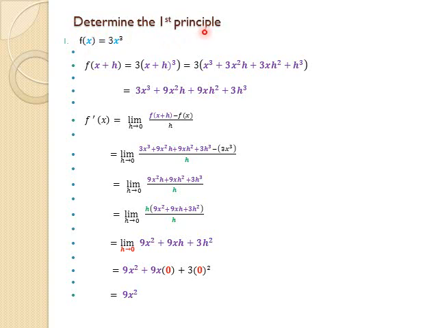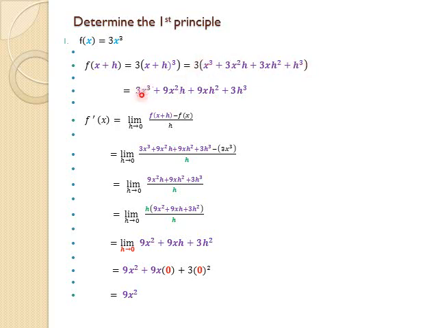So determine the first principle given f(x) equal 3x cubed. So in place of x, I always have to find f(x plus h) first. So there x becomes (x plus h) cubed. In short, as I said, you need to remember that would become x cubed plus 3x squared h plus 3x h squared plus h cubed.